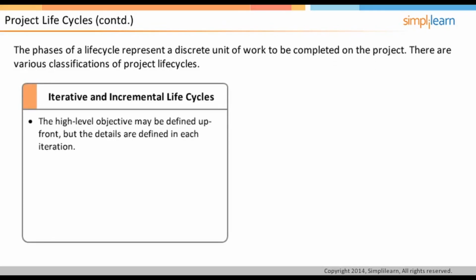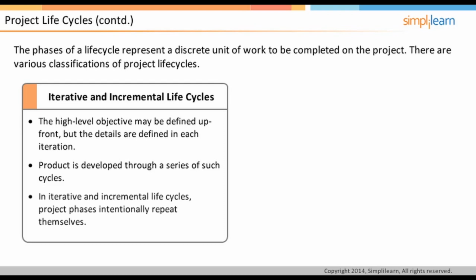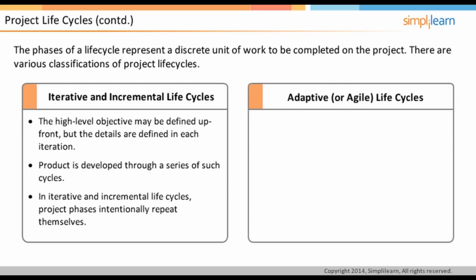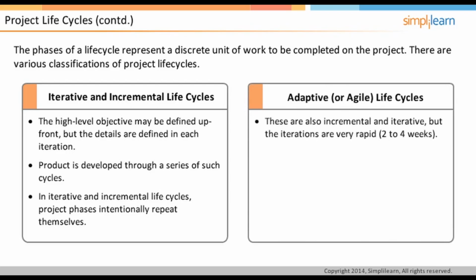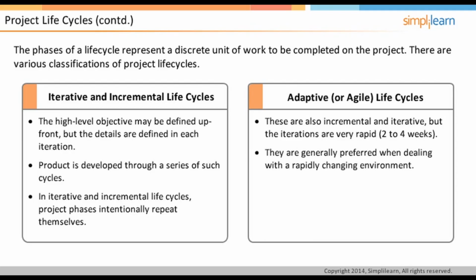Incremental and iterative life cycles have a short upfront high-level definition and planning phase. The product is then developed through a series of iterations, where each iteration increments or adds to the functionality by a little. All the activities are intentionally repeated in iterations. Adaptive or agile life cycles are variants of incremental and iterative life cycles where iteration is very short, typically 2 to 4 weeks. Agile methodologies are becoming very popular in the software development industry and in other industries where the requirements are highly changeable and frequent feedback is beneficial.